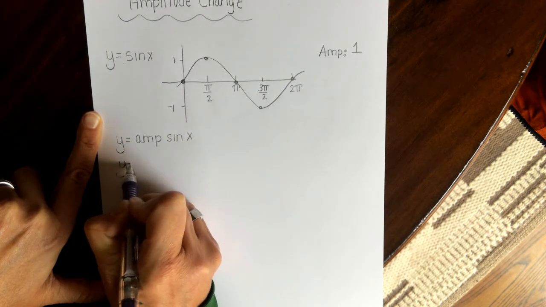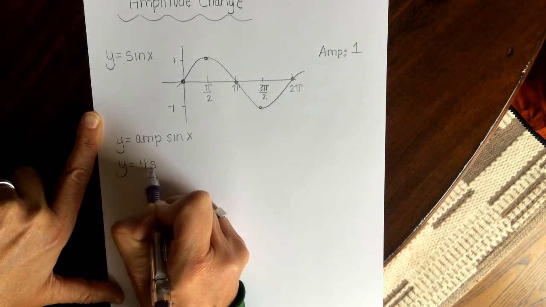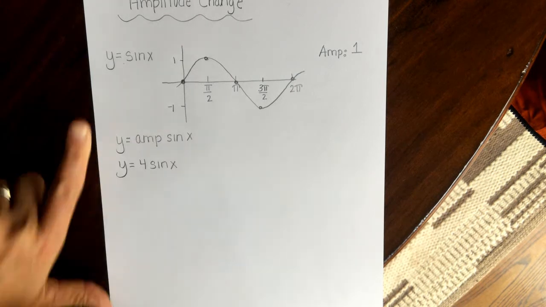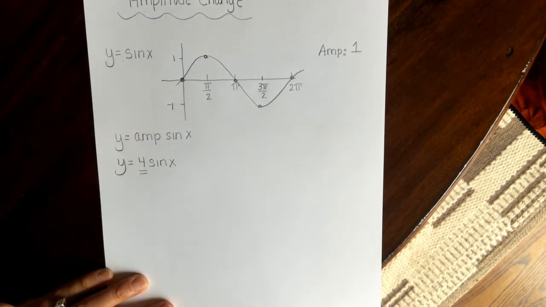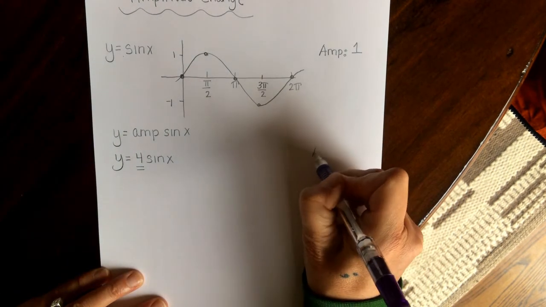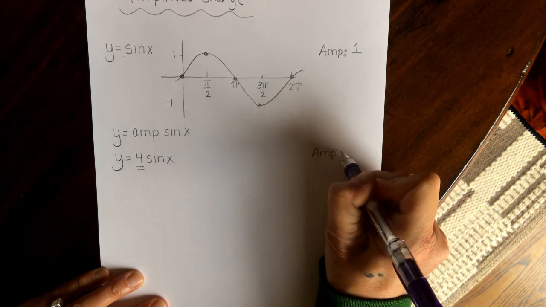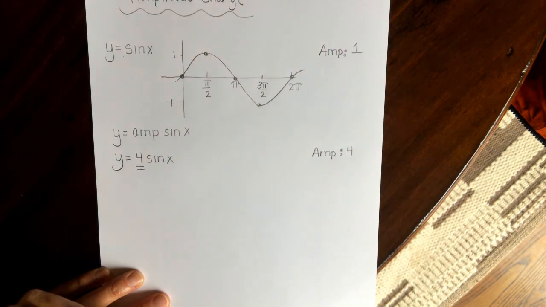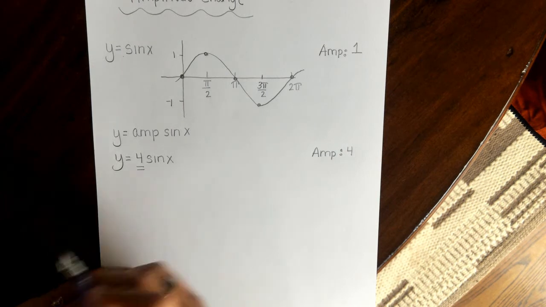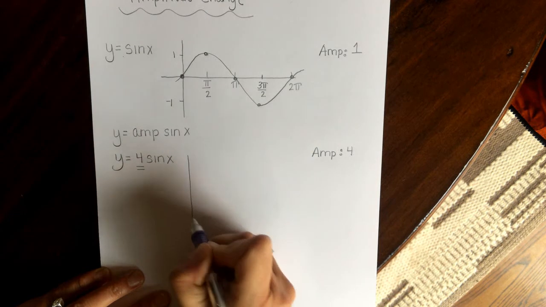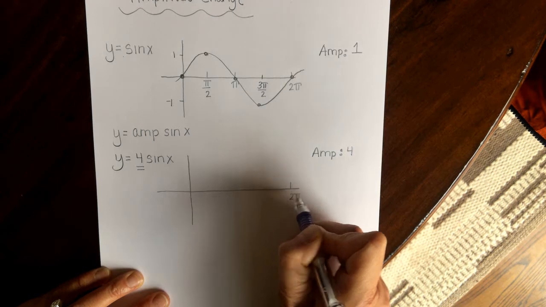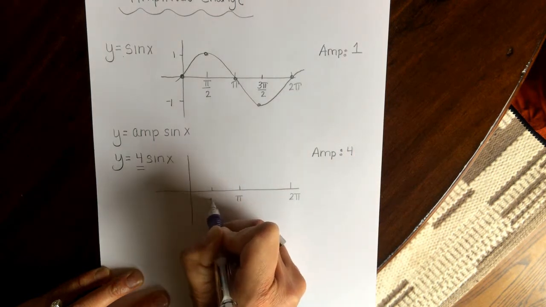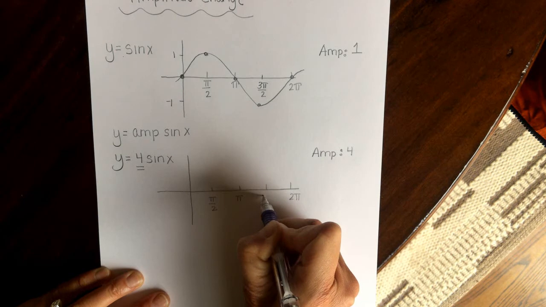So let's do y equals 4 sine x. Everything else is the same as the parent function except for this number 4. That means my amplitude is now 4. 4 units from the midline, both up and down. So I'm going to just sketch a new graph quickly. You'll get used to doing this.